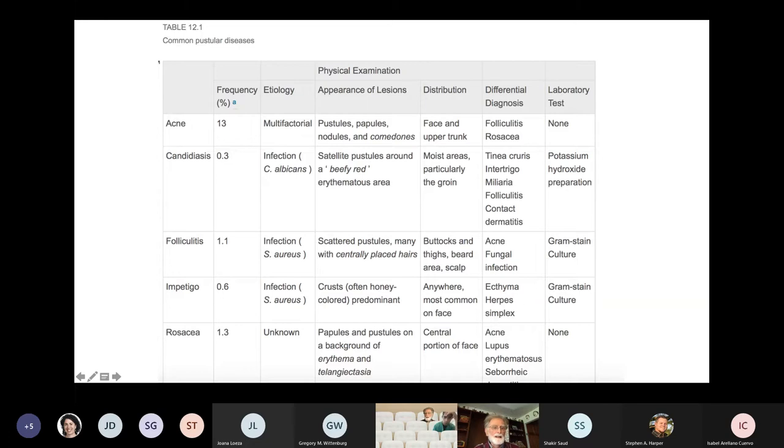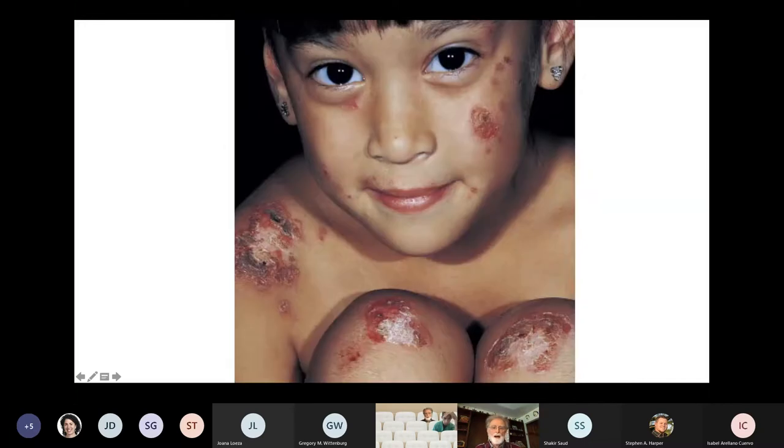And we've already talked about rosacea. And impetigo, folliculitis is where we're at now. We'll be talking about candidiasis, and there are some fungal pustular manifestations as well, as I hope we'll get to. And then, of course, acne. Four of these are associated with hair follicles. Rosacea isn't.